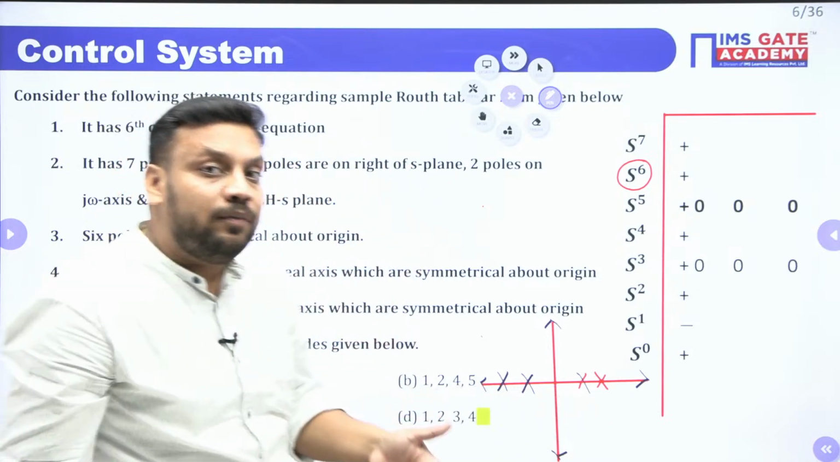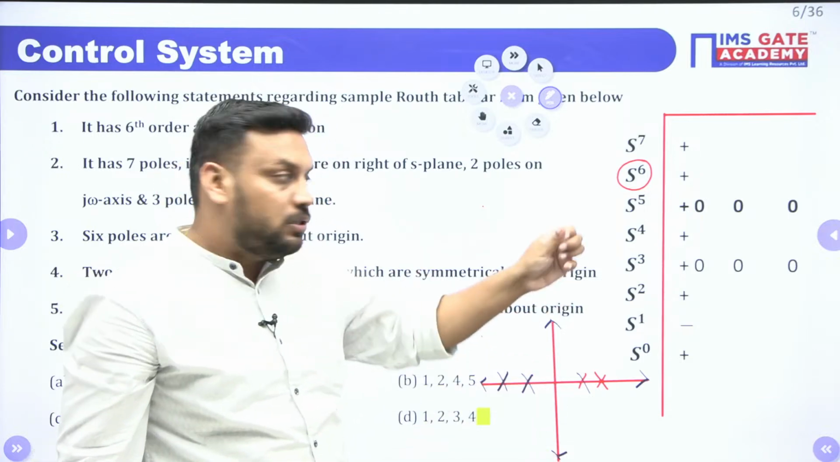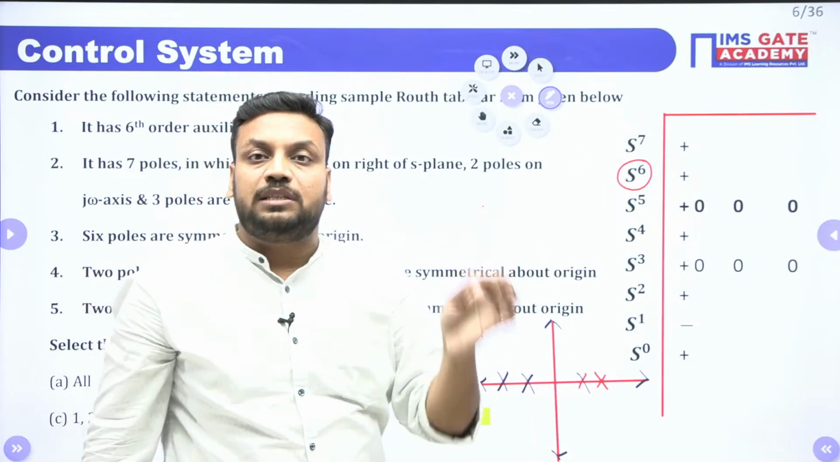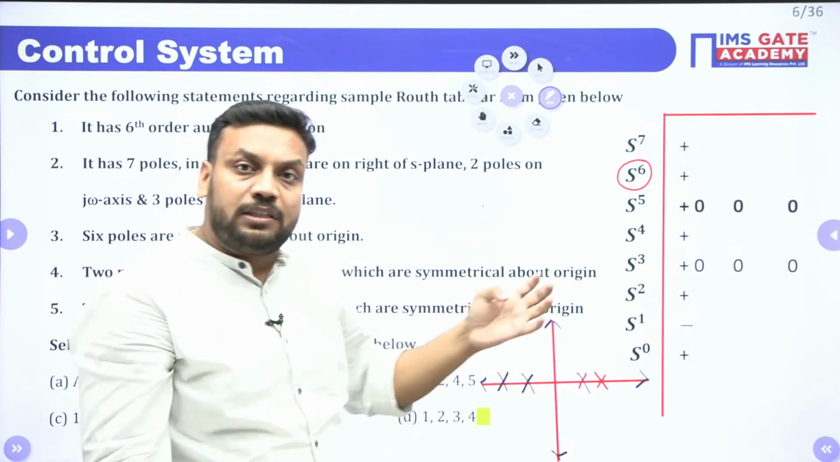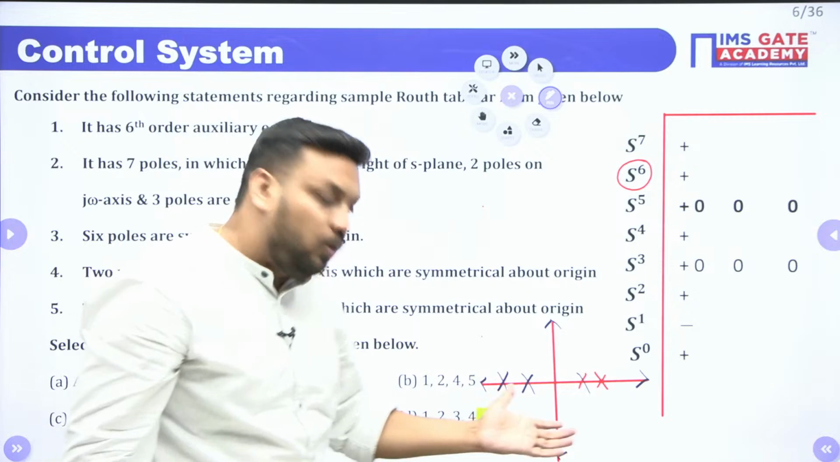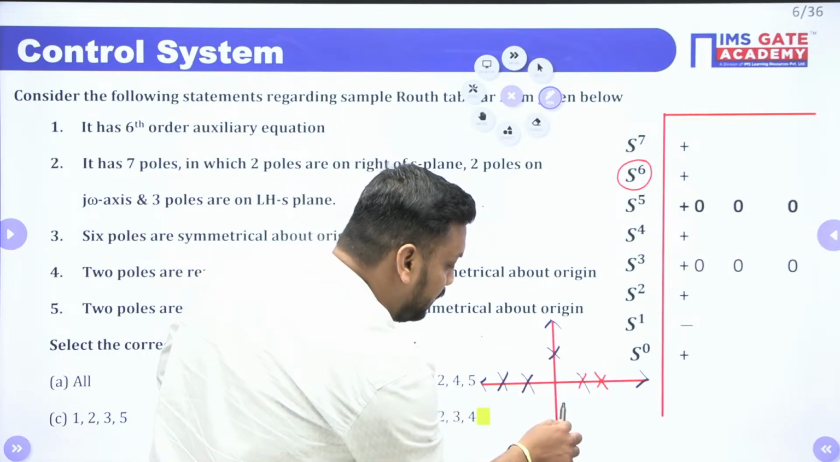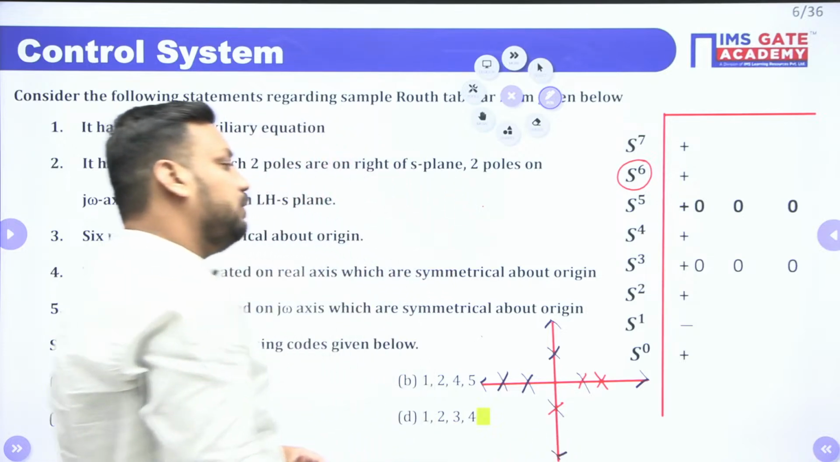So in total how many symmetrical roots have we covered? 4. But how many symmetrical roots exist in total? Because the power of the auxiliary is 6, a total of 6 symmetrical roots are present. Out of 6, 4 symmetrical roots we have already plotted, and the remaining 2 are not on the real axis. It means they must be on the imaginary axis, just like this.